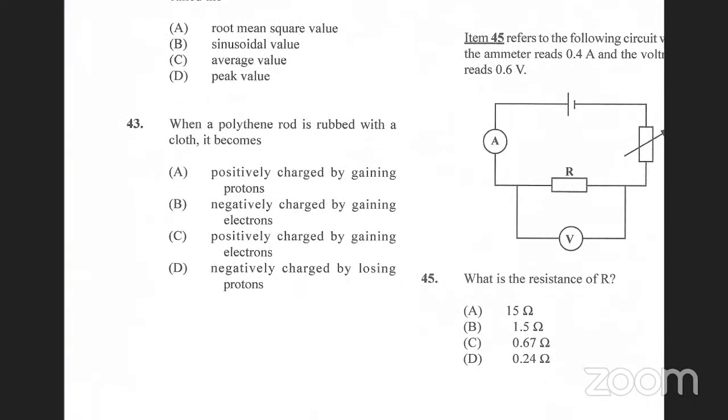When a polythene rod is rubbed with cloth, it becomes... some things you could totally ignore here. It could never gain protons, right? Negatively charged by gaining electrons, positively charged by... that can't happen. Negatively charged by losing protons. None of them make sense except for B, okay? Remember, the protons can't move, right? Just the electrons.